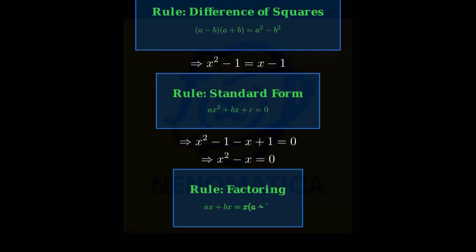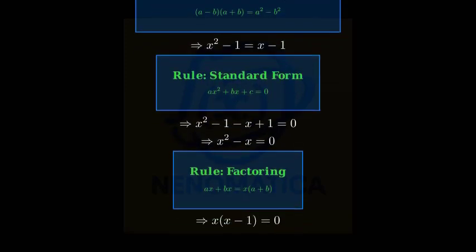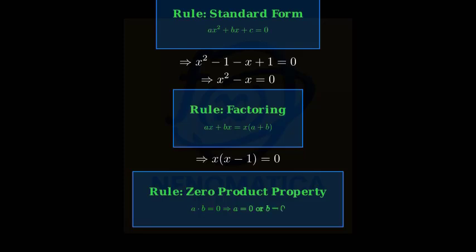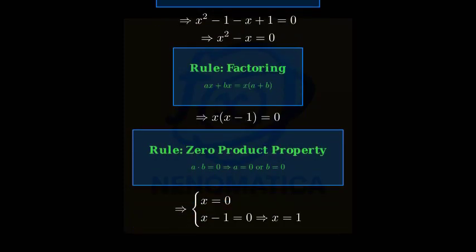Now, we can use the zero product property, which states that if a product is 0, then at least one of the factors must be 0. So either x equals 0 or x minus 1 equals 0. So our solution set for the first equation is x equals 0 or x equals 1. Let's verify our answers by substituting them back into the original equation.